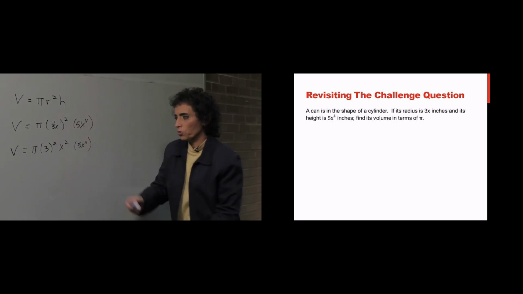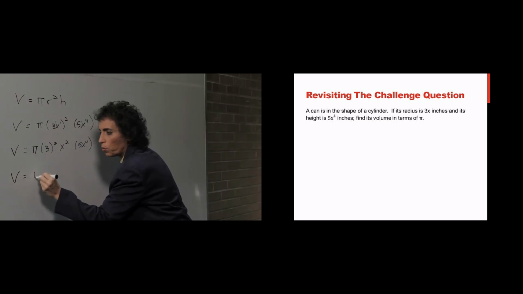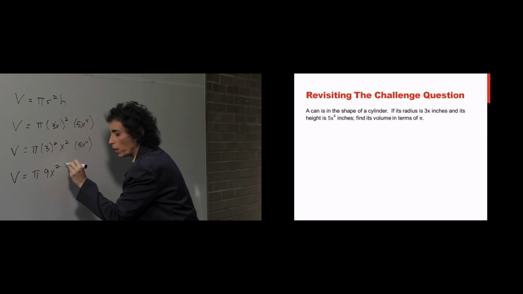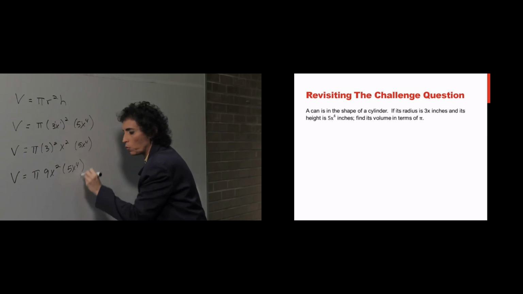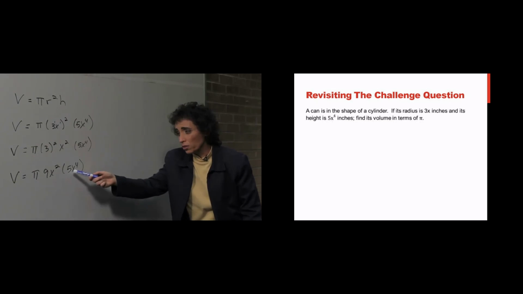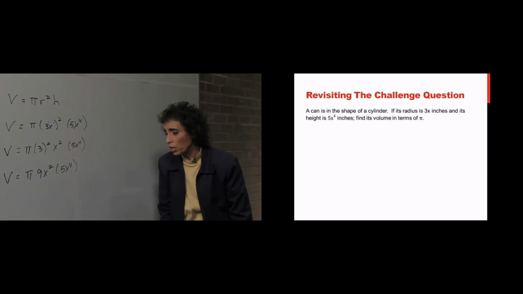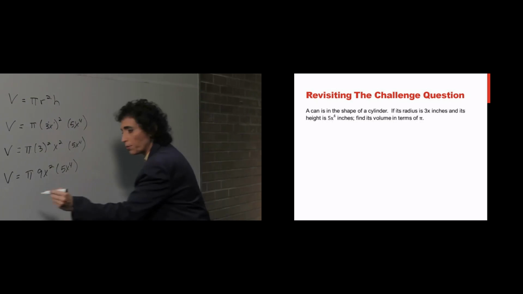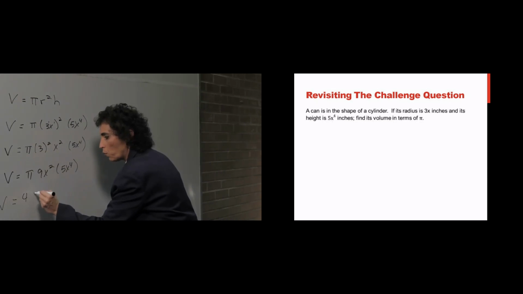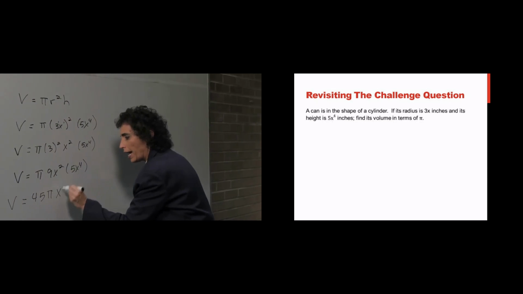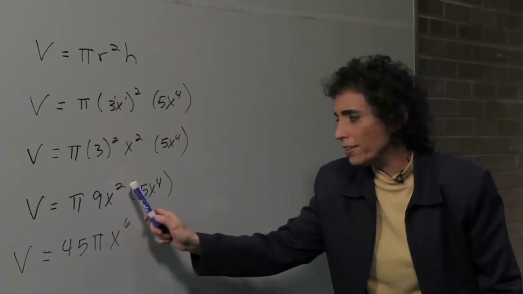So this is, ready? V equals pi times 9x squared times 5x to the fourth. I don't really need the parentheses here, but I thought it was just getting ugly. I can multiply numbers together. V equals 45 pi x to the sixth, because I keep the base and add the exponents.